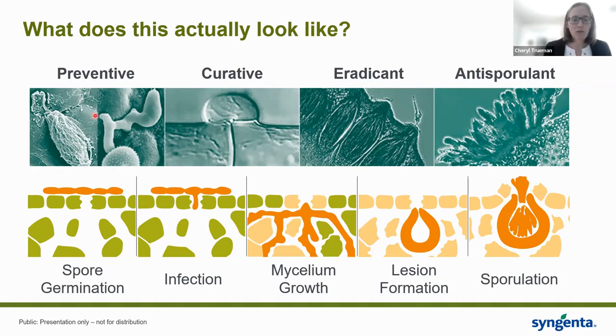Okay, so you can see here preventative fungicide is working at this stage, before infection is occurring. Curative, we don't see symptoms yet. Eradicant, it's stopping this mycelial growth within the plant. And then anti-sporulant, it's affecting this stage where new spores are being produced to spread disease.